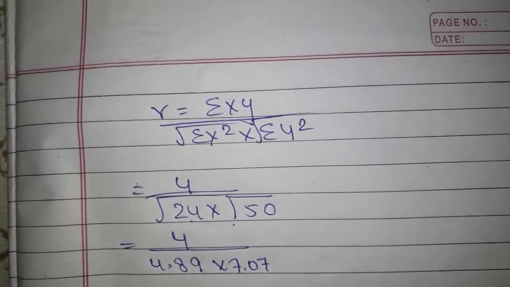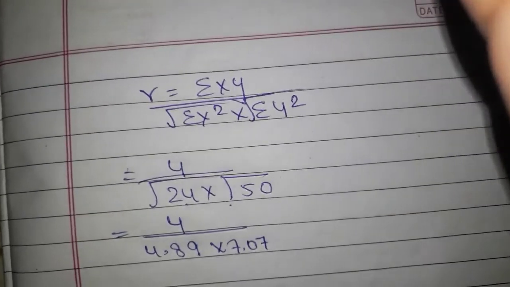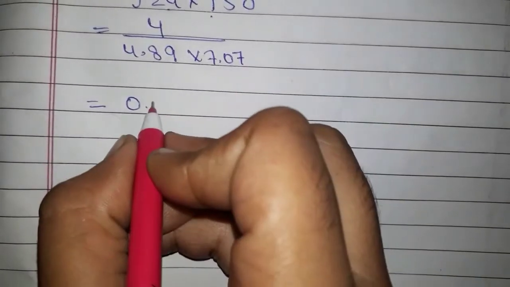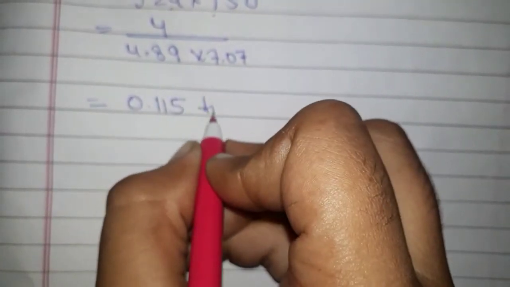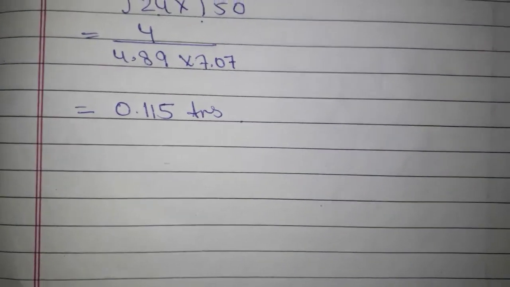And as you go on with the further calculation, the answer comes as 0.115. So this is how we calculate the correlation from the Karl-Pearson's method.